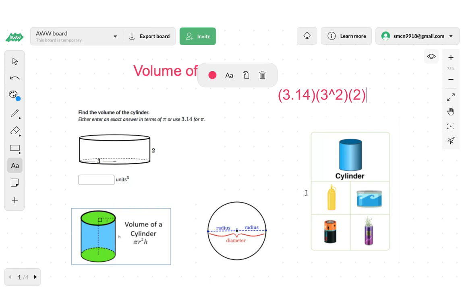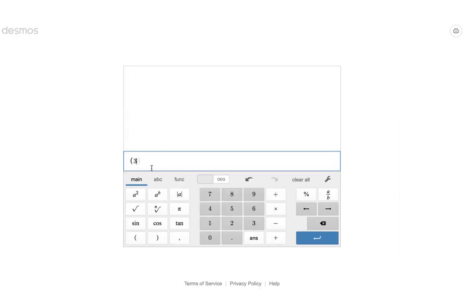What we got to do is we got to put this straight into the calculator. So I'm going to go over here. I'm going to put 3.14. I will give you this calculator to use. I know 3 squared to be 9, so I'm just going to input 9. And then I'm going to times it by 2. And I'm just going to use all my parentheses. And here's going to be your final answer. You're going to get 56.52. Right? So that's the final answer.